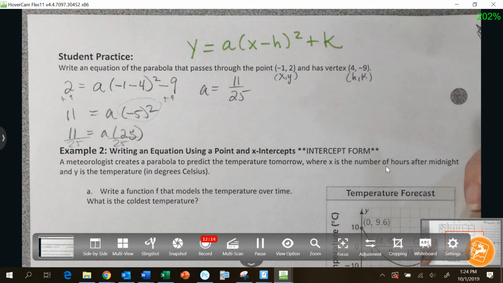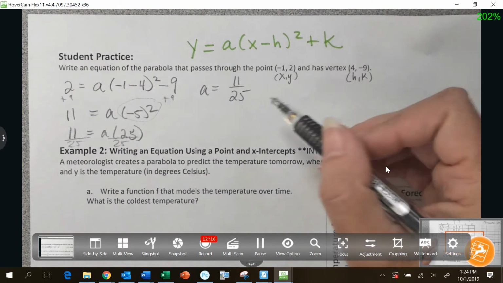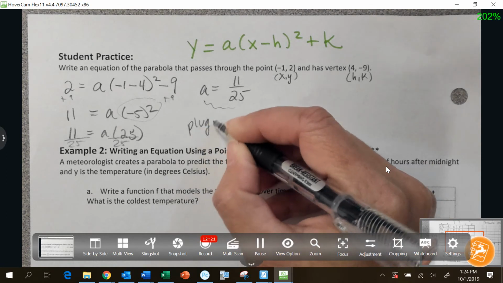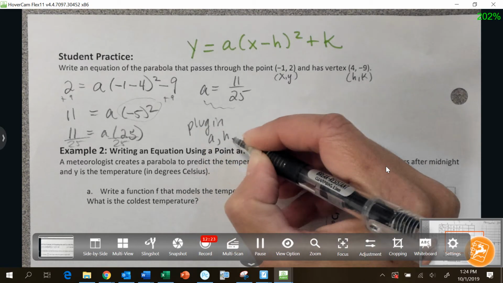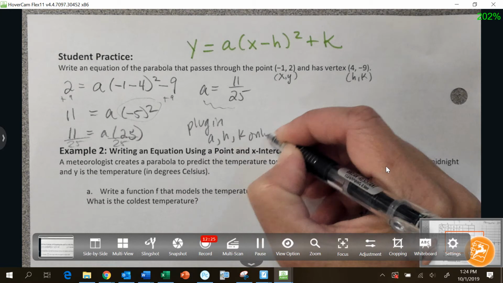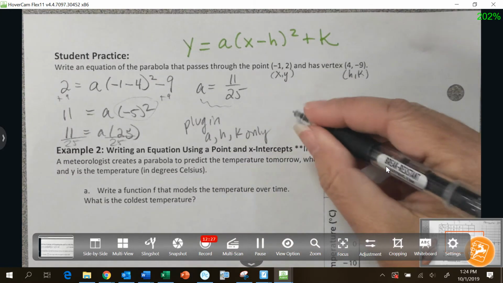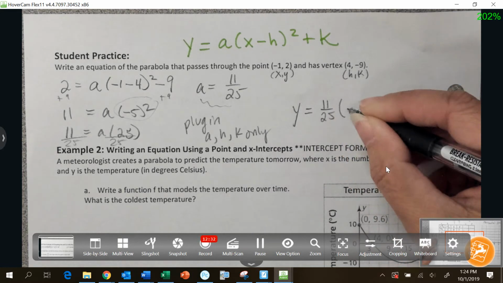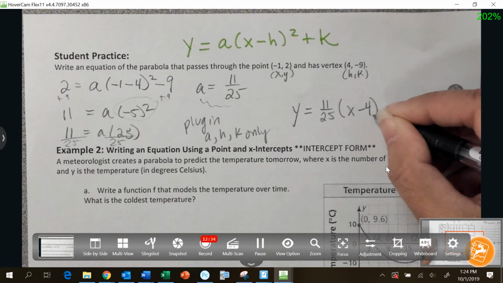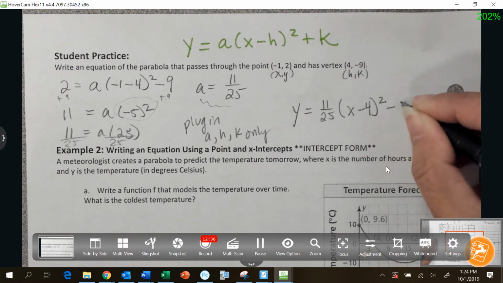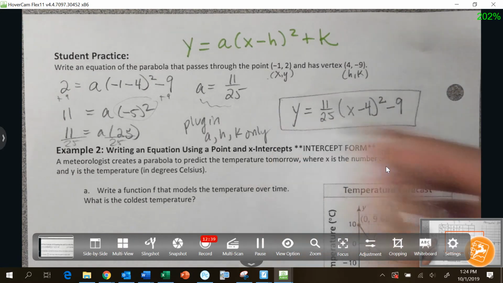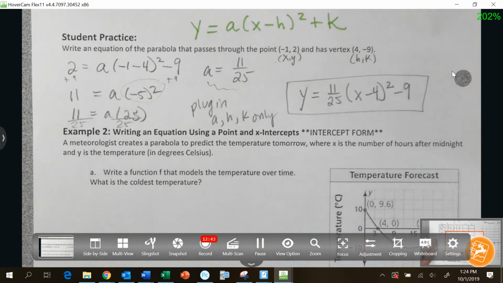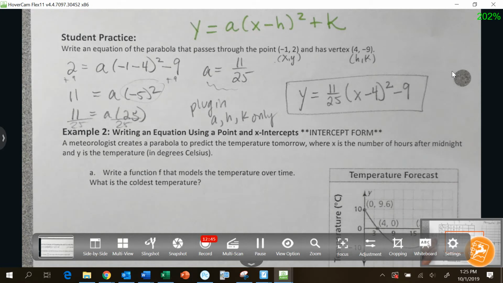Oh, you had it in the wrong spot. So after you have the a value, now you plug in the a, the h, and the k only for your equation. So y equals 11/25 parenthesis x minus 4 squared minus 9. Done. That's it. Because I'm not asking you to go plug anything else in like I did on the first one.